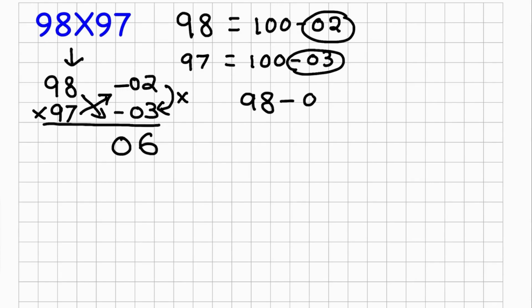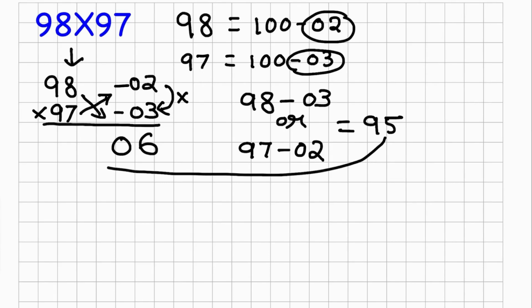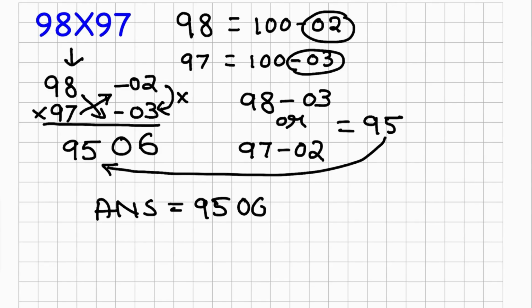Over here we either subtract 03 from 98 or 02 from 97, which equals 95. Now, we take this 95 over here. Your answer is 9,506.